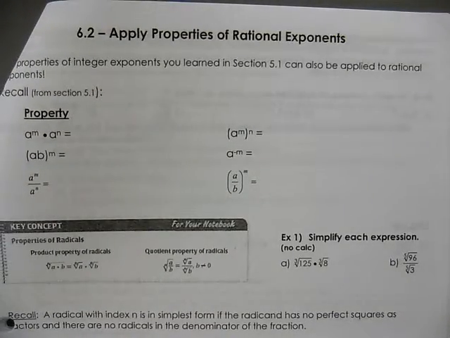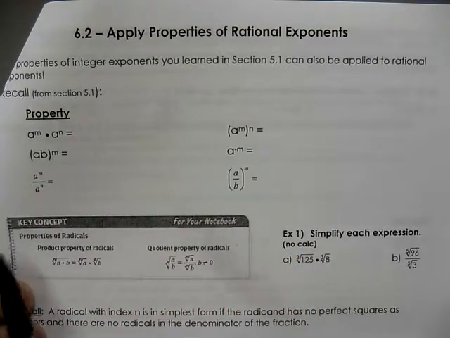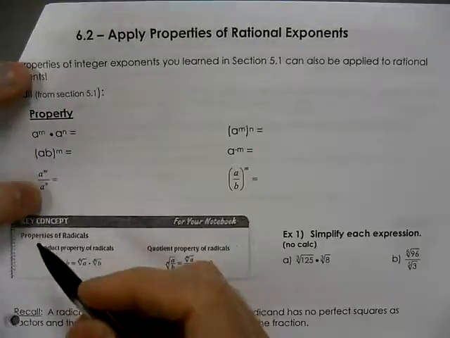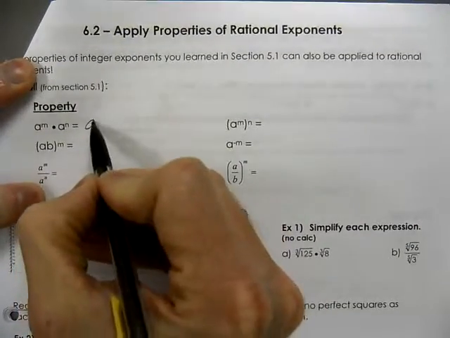This is Algebra 2 with Trig 6.2. We're looking at some properties of exponents. We've been through this a couple times already this year. When we're multiplying the same base, we add exponents.